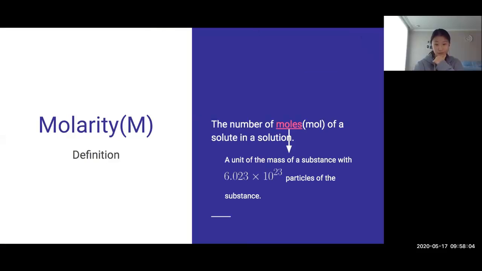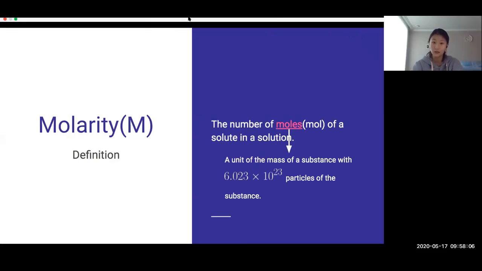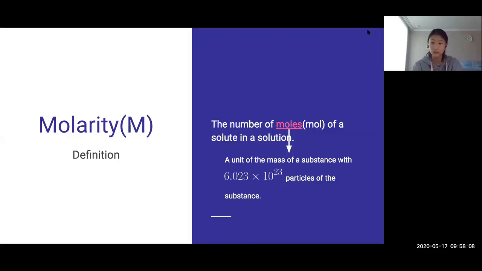So first, molarity. It's expressed with a capital M as the SI unit, and it's the number of moles of a solute in a solution. A mole is a unit of the amount of a substance with 6.023 times 10 to the power of 23 particles of the substance. Simply, we can just think of moles as a number, this number here, which is also called Avogadro's number.